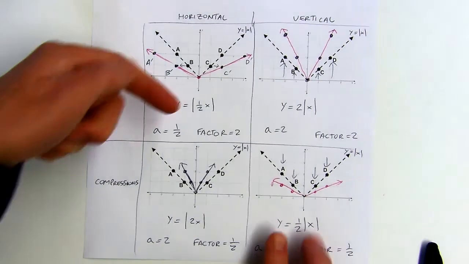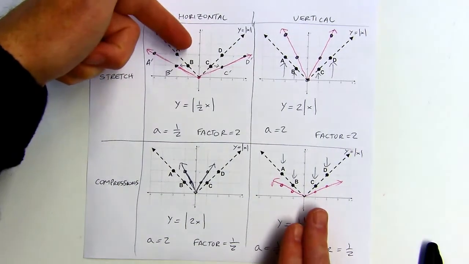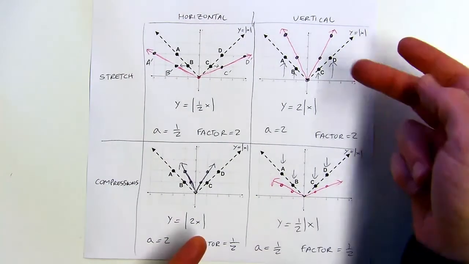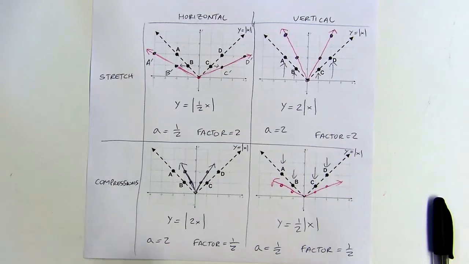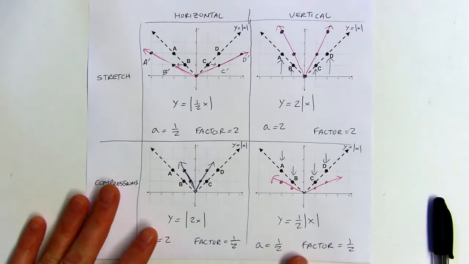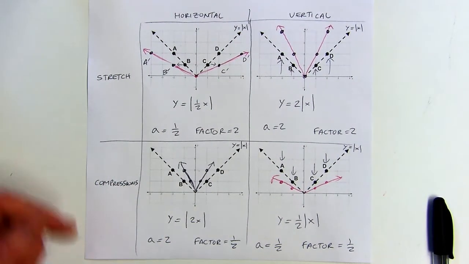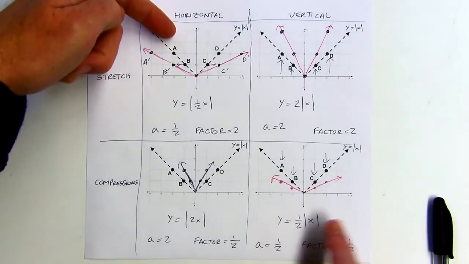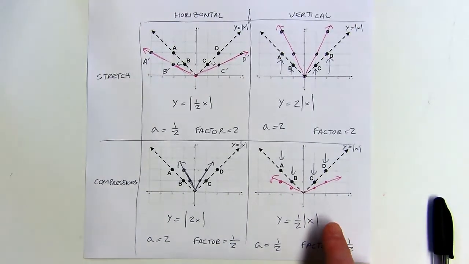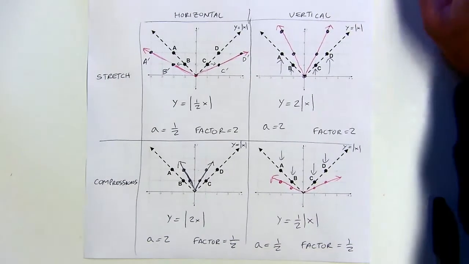Okay, so you might notice these two look the same. Those two look the same, but it is important because when we get more complex functions, it makes a difference if you're getting a wider shape with a horizontal stretch or a vertical compression or shrink. They're not the same thing.